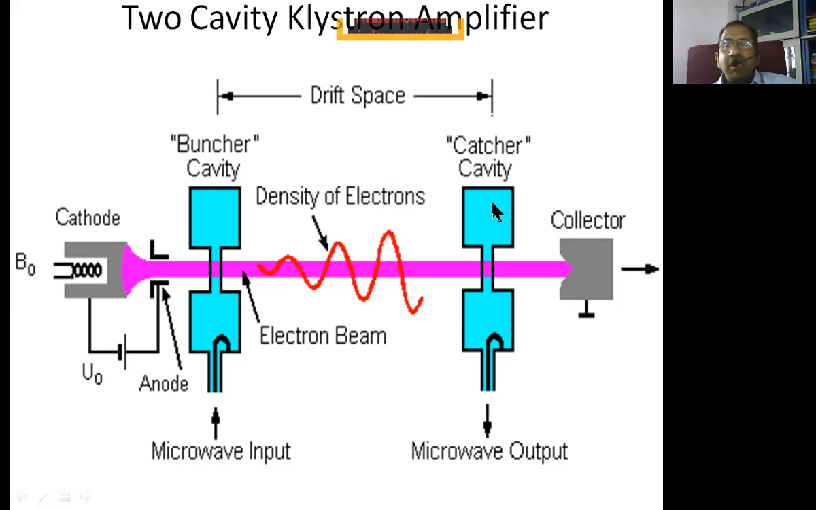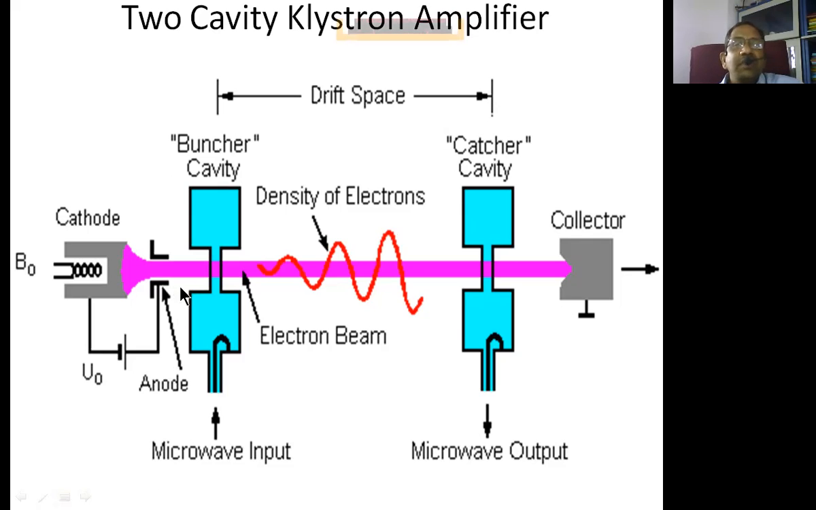And the cavity at which we normally get the output is going to be called a catcher cavity. So buncher cavity is known as the input cavity, and catcher cavity is known as the output cavity. Okay, so catcher cavity is known as the output cavity. Buncher cavity is known as the microwave input cavity.